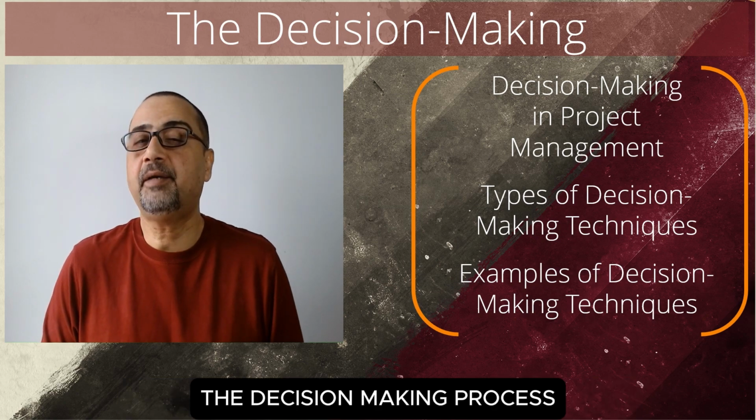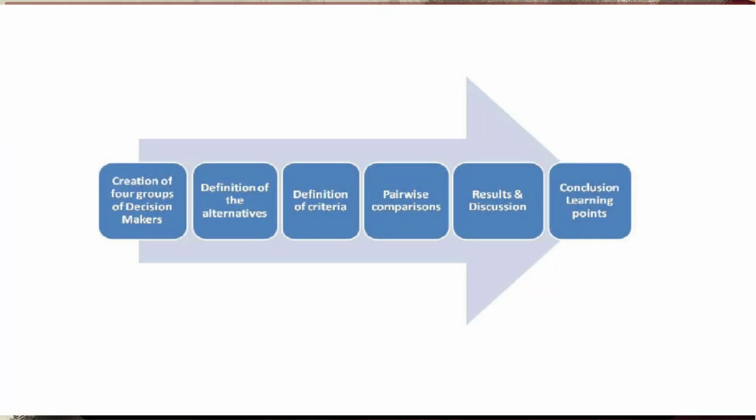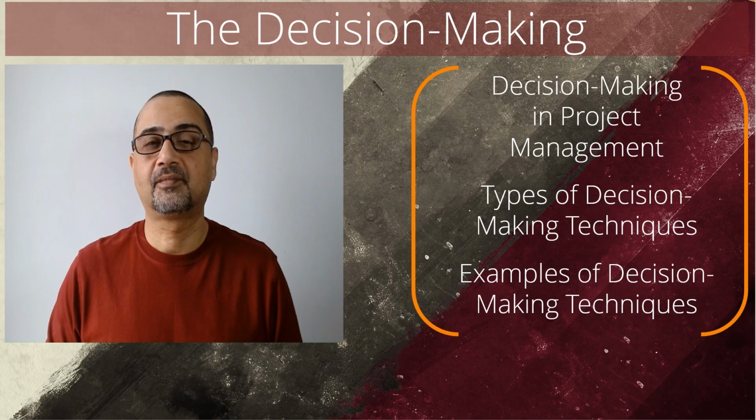The decision-making process in projects typically involves taking steps such as identifying the decision that needs to be made, gathering information, analyzing the options, selecting the best option, implementing the decision, and finally reviewing the implemented decision.